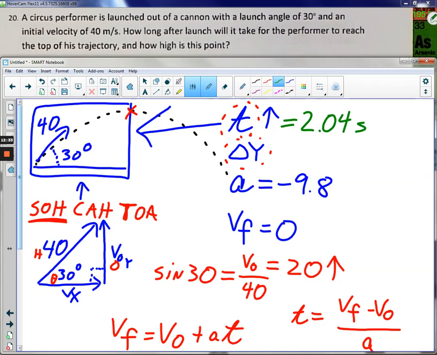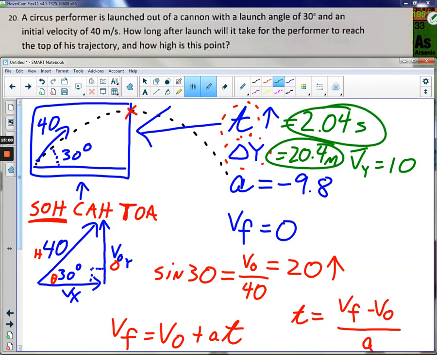So 20 plus 0 divided by 2 is going to give you 10 for your average V, right? Your average V of y is 10. And so if you do 10 times time, which is 2.04, I get 20.4 meters, right? Questions? I skipped a couple steps up on the board there, but does that make sense? Okay, good.